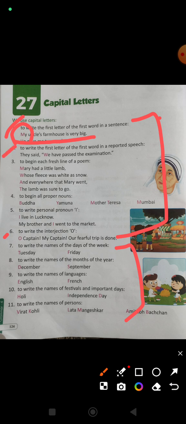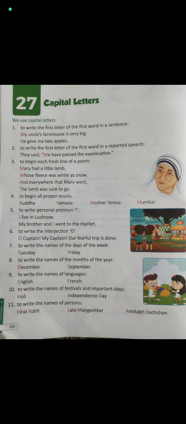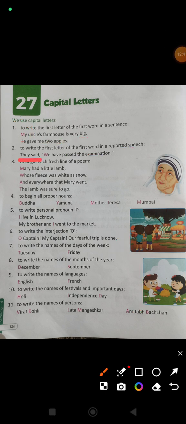Then next, rule number 2, to write the first letter of the first word in a reported speech. Always use capital letters to write the first letter of the first word in a reported speech. Again, one example is given. They said we have passed the examination. As you can see here, W is capital. And what is reported speech? I already explained.